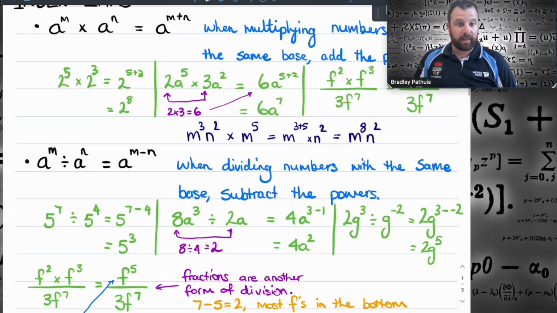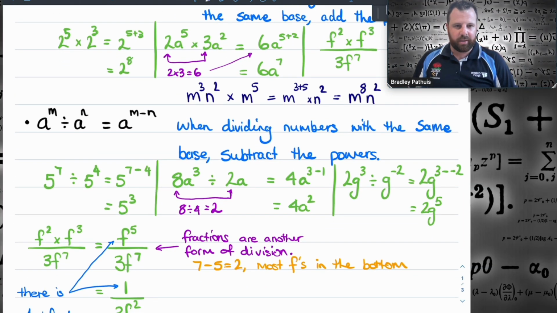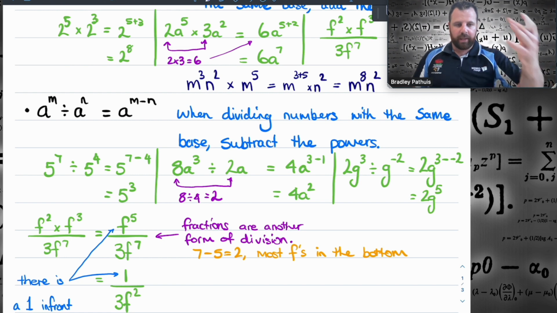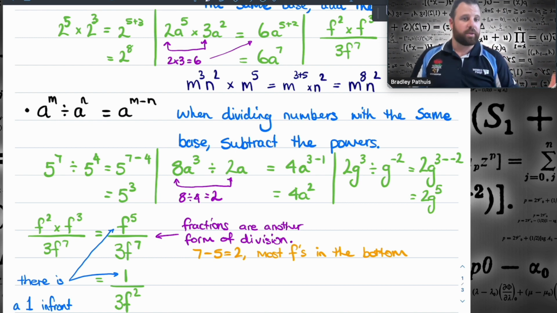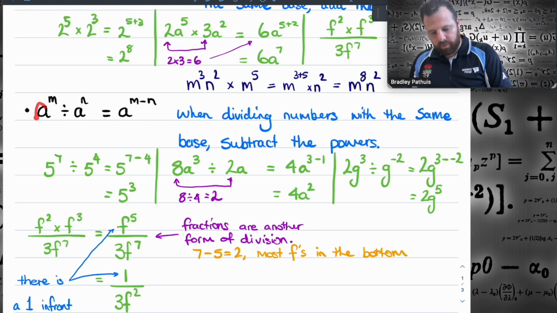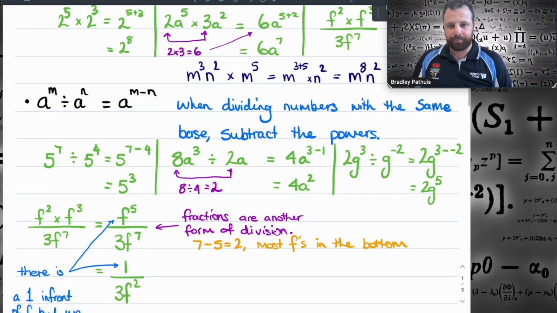Moving on to the next index law, which is the opposite. If I multiply numbers with the same base, I must add their powers. Well, division is the opposite of multiplication. So if I divide numbers with the same bases, I subtract their powers. Again, both the same base, so I take away their powers. Same base, 7 take away 4, I'm left with 5 to the power of 3.